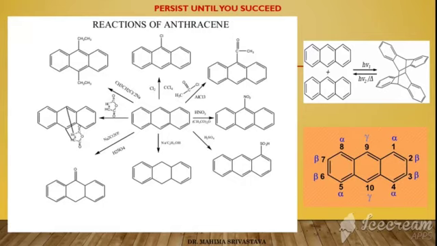The reactions involve the formation of a number of compounds at gamma positions. However, some of the compounds have been formed at alpha positions. So that is the final compound structure and formation of anthracene and polycyclic compounds.